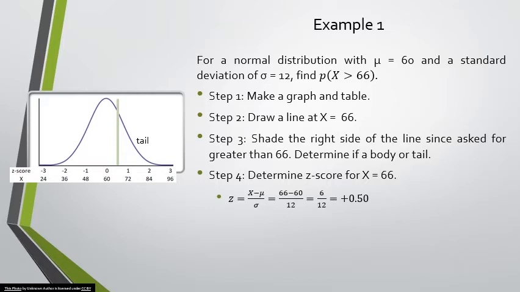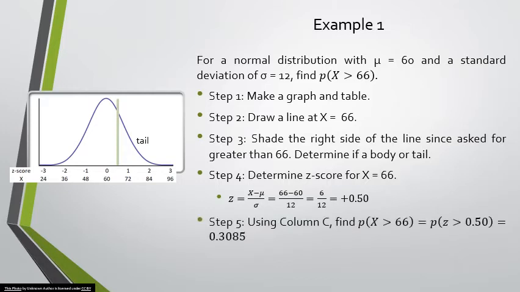So step 4, you find the z-score. You should find that z is equal to 0.50. Finally, because it's a tail, you're going to use column C, and you're going to find that the probability that x is greater than 66 is actually equal to the probability that z is greater than 0.5, which equals 0.3085.